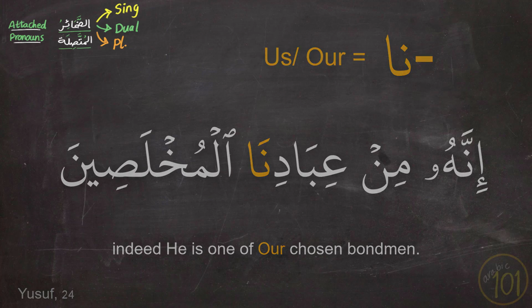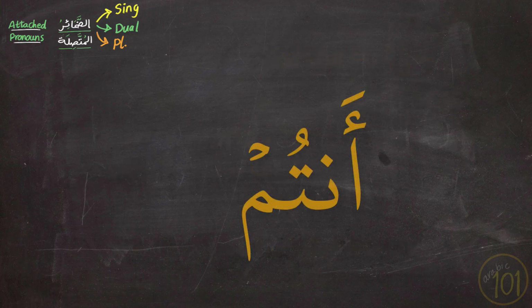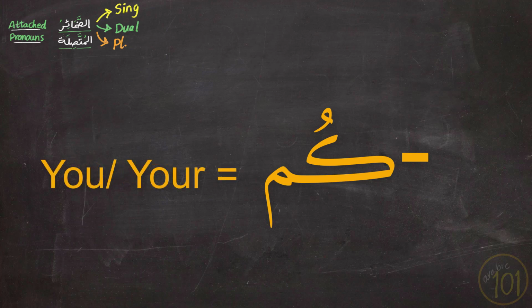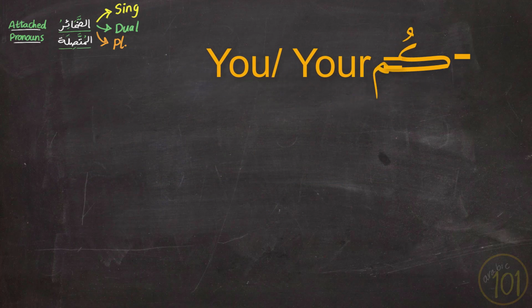Now, next is antum, which means you for plural, and the attached version of it is kum. And as you would expect, kum at the end of words would then mean you or your for the plural form, like in these examples.